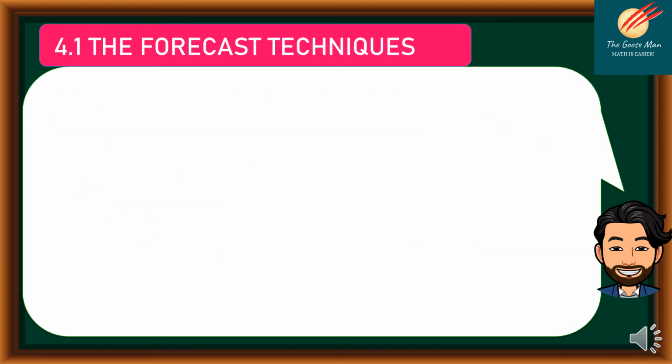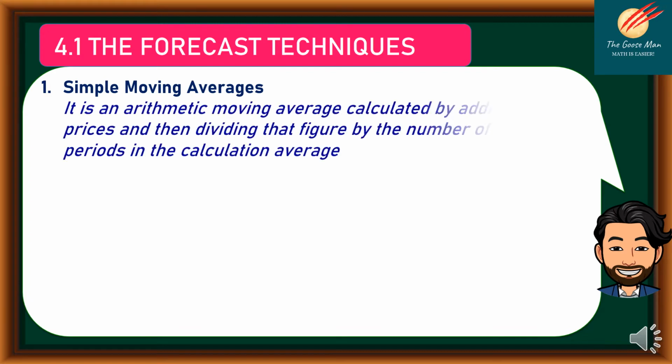For the forecast techniques, we will limit our discussion to three techniques. The first of which is the simple moving average. It is an arithmetic moving average calculated by adding recent prices and then dividing that figure by the number of time periods in the calculation average.